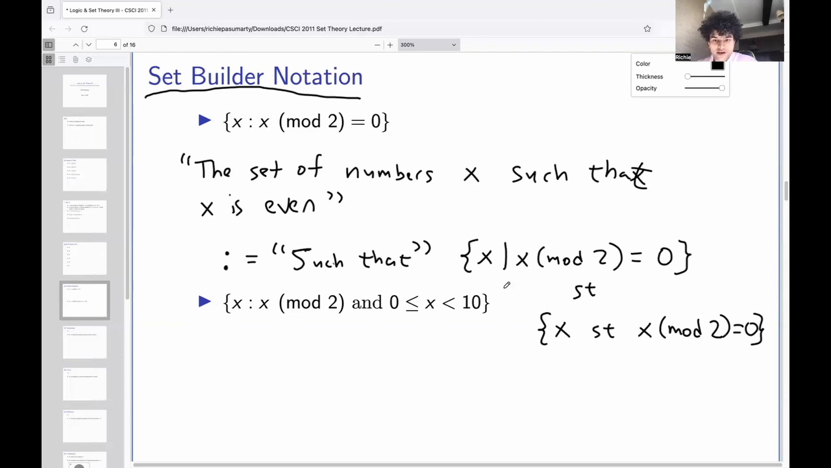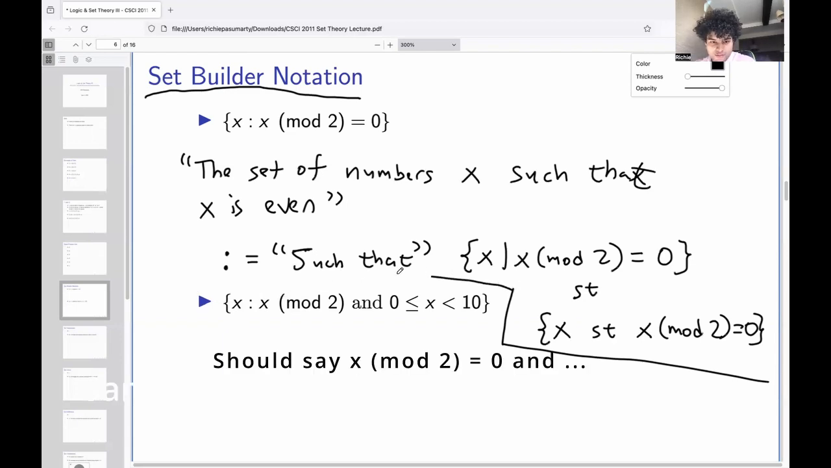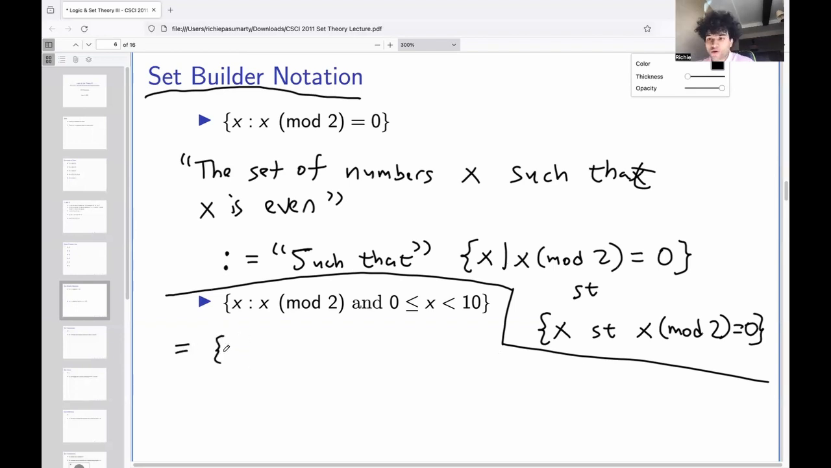All right, so now let's go ahead and go on to the second example right here. The second example includes the numbers x such that x is even and x is between 0 and 10, not including 10. So if I were to just write out the elements of this set one by one, they would look like this: 0, 2, 4, 6, and 8.